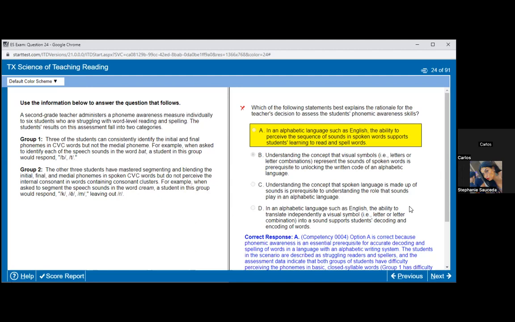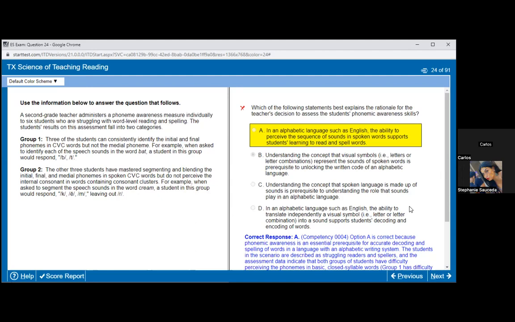So option A is correct, because phonemic awareness is an essential prerequisite for accurate decoding and spelling of words in a language with an alphabetic writing system. The students in the scenario are described as struggling readers and spellers. They said that, right? They are struggling with word level reading and spelling. So our goal is to help them with that. In order to do that, we have to see where they are at in their knowledge. The assessment data indicate that both groups of students have difficulty perceiving the phonemes in closed syllables.